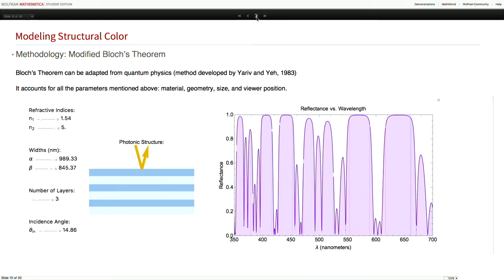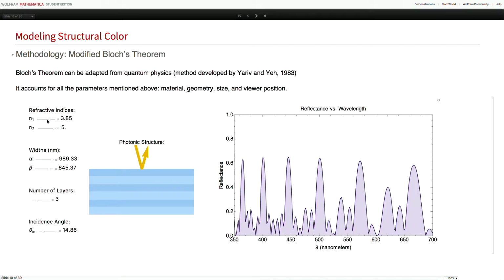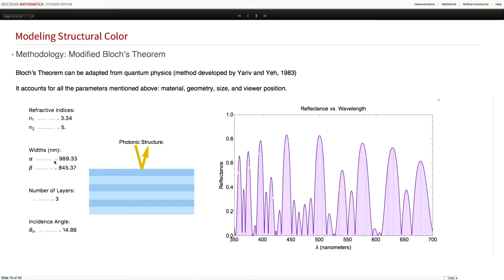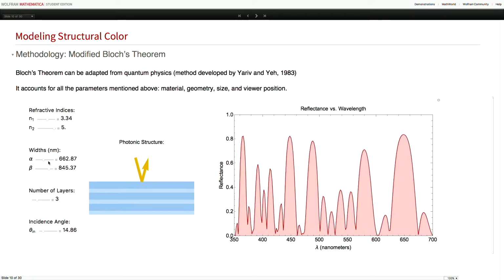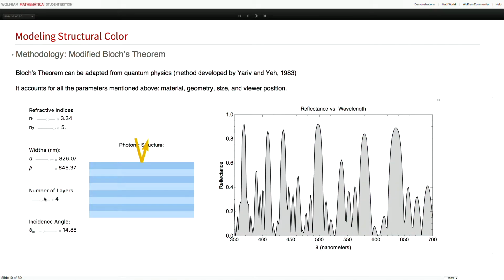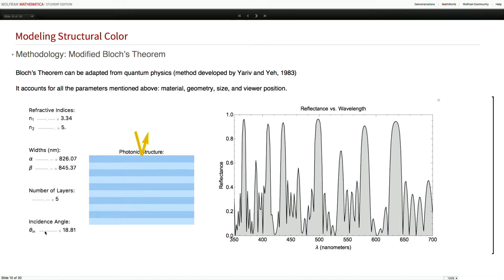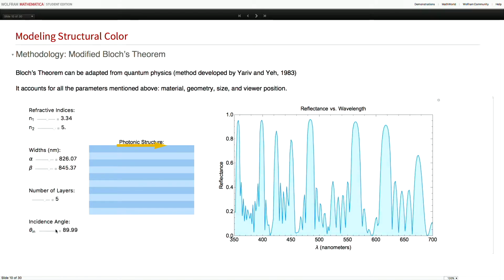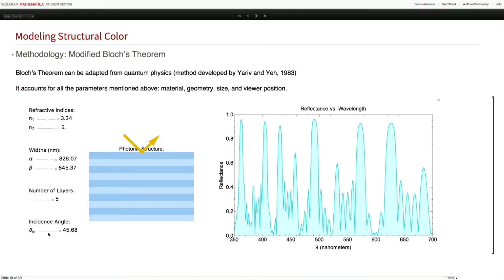In order to mathematically model this one-dimensional photonic crystal, we can use a modified version of Bloch's theorem. Bloch's theorem is built to deal with periodic media, and we can specify it to mean optically periodic media. This model accounts for all the parameters mentioned above. We can change the refractive indices and see that the color changes as a result. We can change the widths or the thicknesses of these layers. We can add layers, and that generally increases the amplitude of the signal. And finally, we can change our angle with respect to the photonic structure itself.